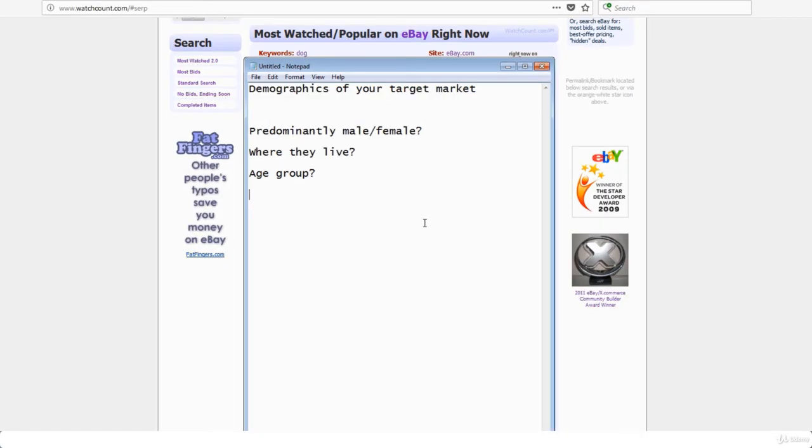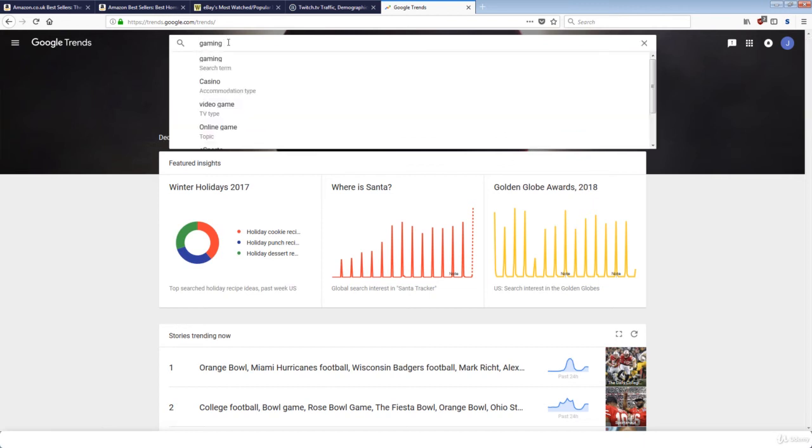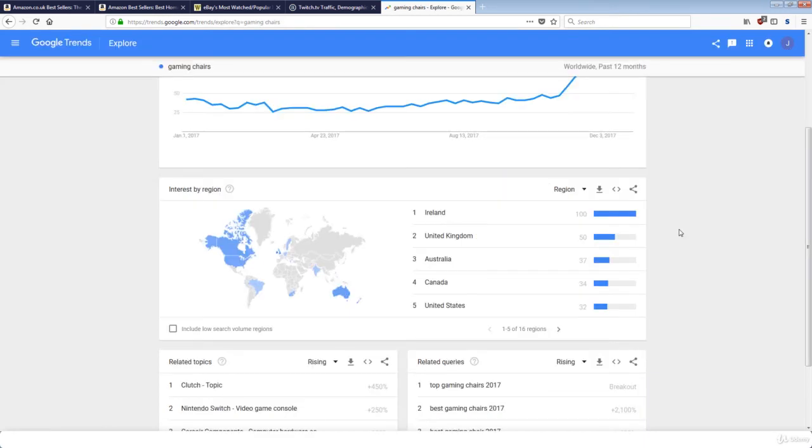Now, for finding out where your target audience is located, we can use Google Trends. To do this effectively, we already need to have an idea, a list of products, in other words. So, for example, let's say gaming chairs. And this is interesting because what it's showing me here is that there is more interest in Ireland in gaming chairs than there is in the United States, which surprises me a lot.